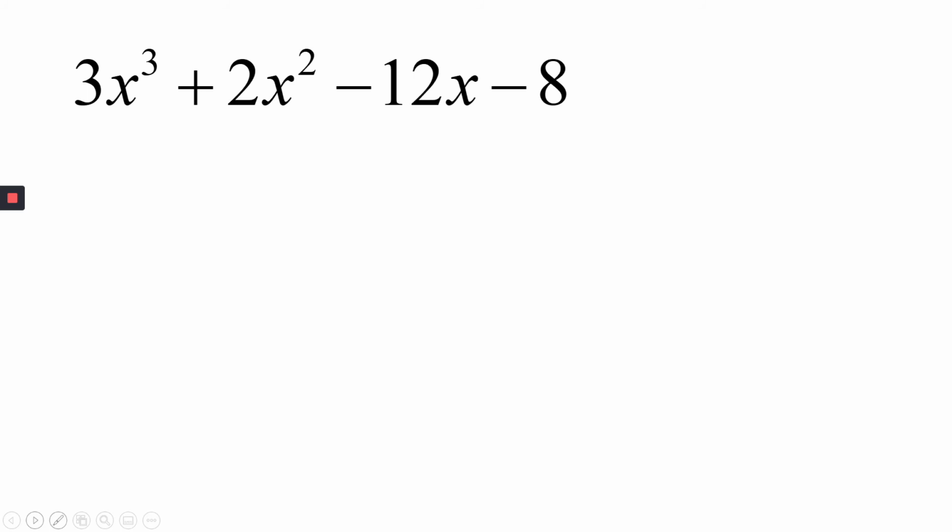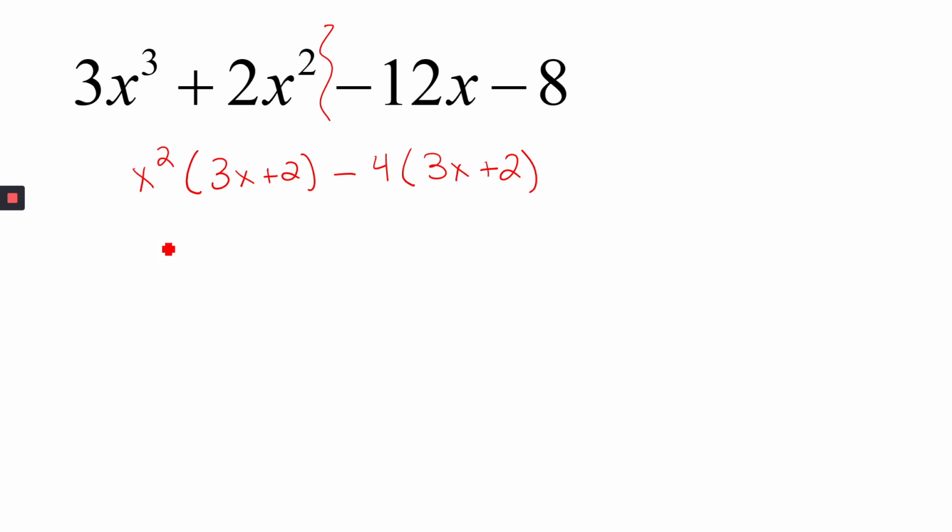All right, next one, 4 terms. So I'm going to factor by grouping. Let's see, my GCF here, I can take out an x squared, which leaves me with 3x plus 2. I can take out, again, because they're both negatives, I'm going to take out a negative 4, and that leaves me with 3x plus 2. That's awesome. Okay, now I know 3x plus 2, and then my other factor is x squared minus 4.